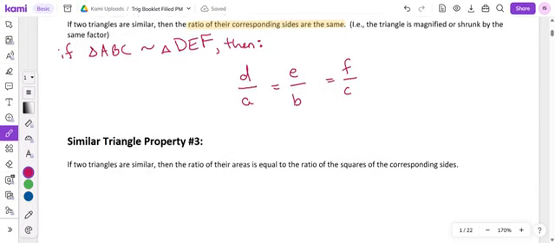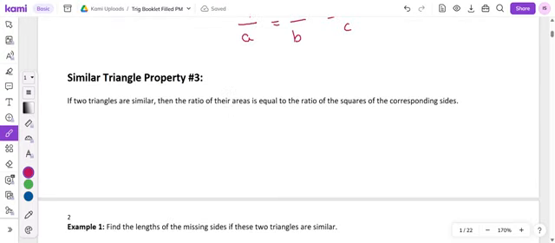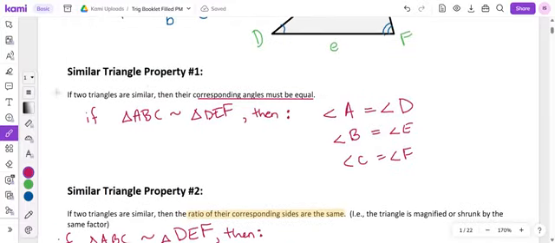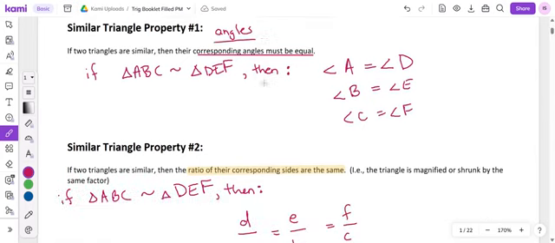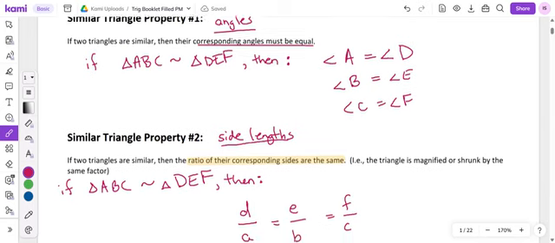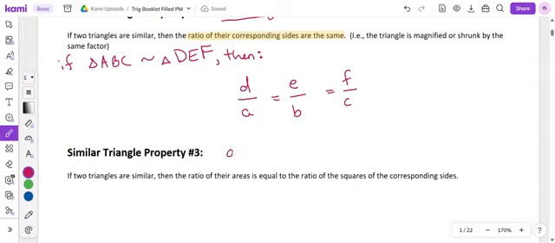And let's go to the third property. So wait, let's label this. First property is about angles. Second property is about side lengths. And the third property is about area. So we've just learned 3 important characteristics of similar triangles. So property 3 is about area.